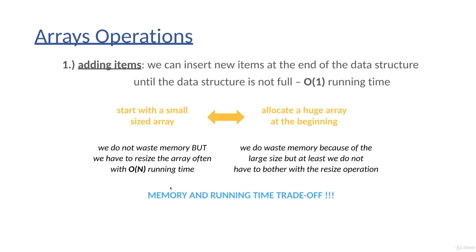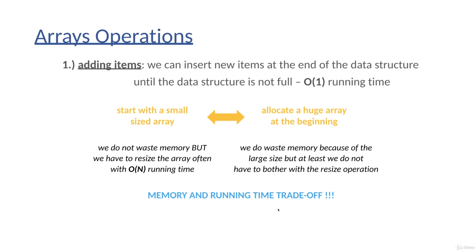So there is a huge trade-off between the amount of memory we use and the running time of the given data structure, because if we start with a small array, then we do not waste memory, but we have to resize the array often with order n linear running time complexity. On the other hand, if we allocate a huge array at the beginning, then we do waste memory because of the large size, but at least we don't have to bother with the resize operation.